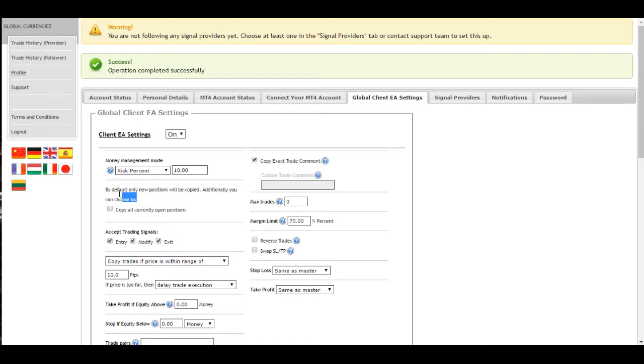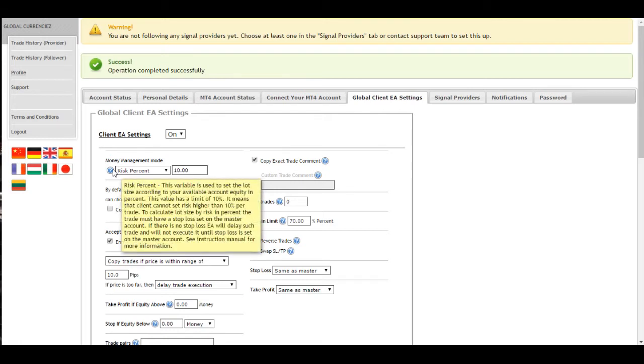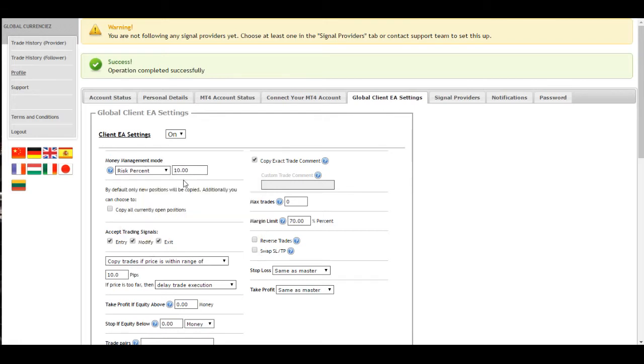And if you want to know why, go ahead and contact us, because it has to do with market makers and brokers, and I'm not going to really get into that for this lesson. But for right now, just know that if we place a trade that doesn't have a stop loss, then you're not going to get those trades with this setting.